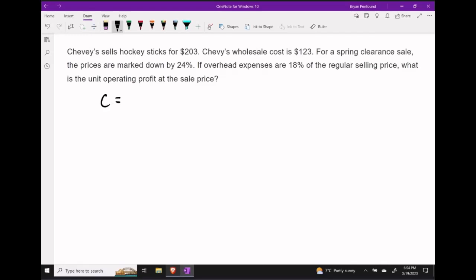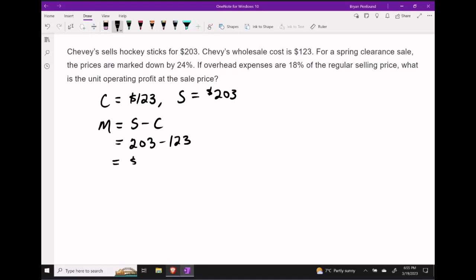So right off the hop, we know that the cost price is $123 and the usual selling price is $203. From here, we should be able to calculate our markup, taking the subtraction of our selling price of $203 and subtracting $123. And that gives us a value of $80.